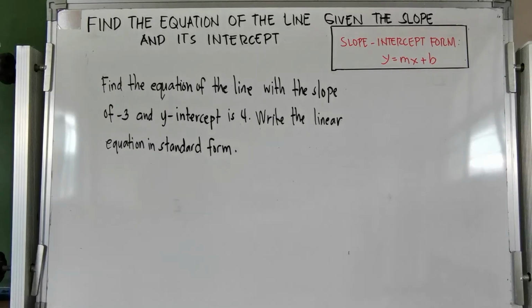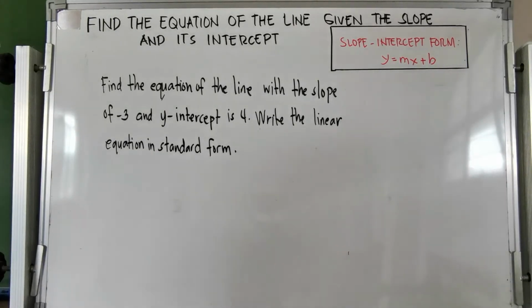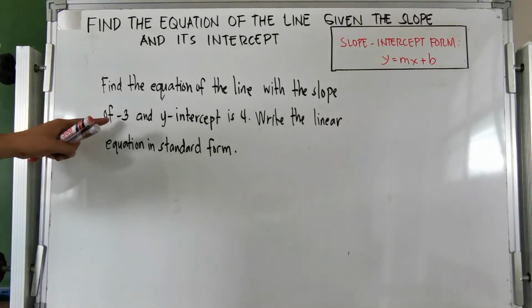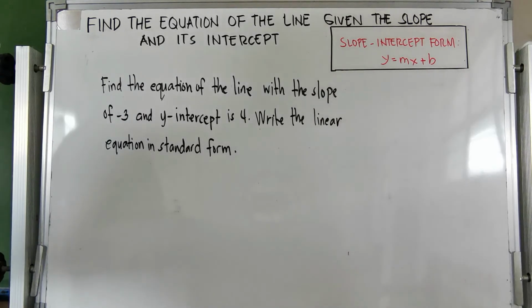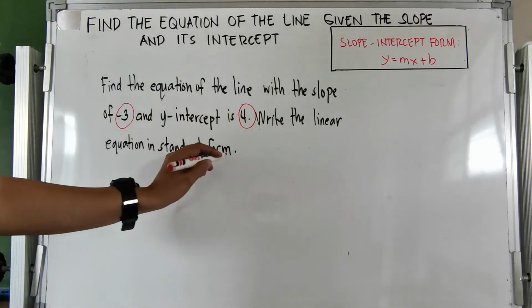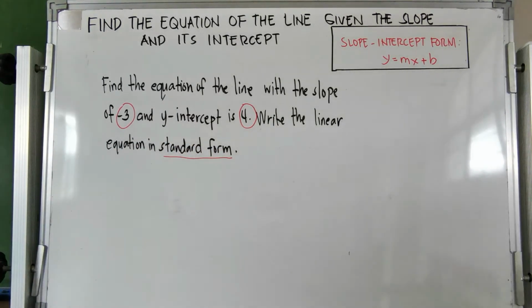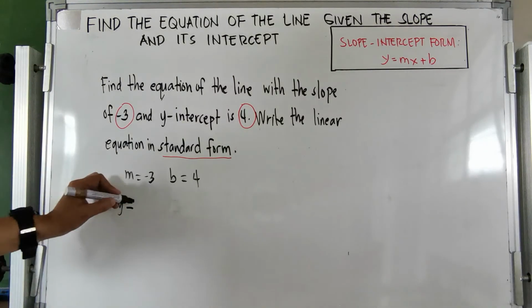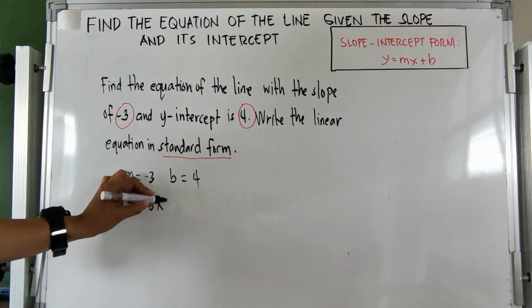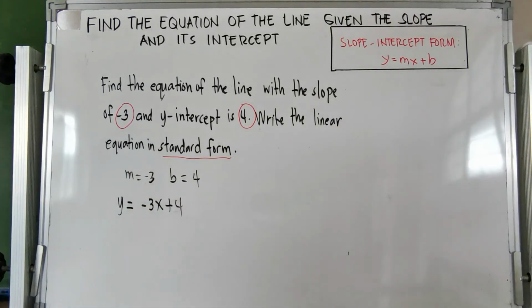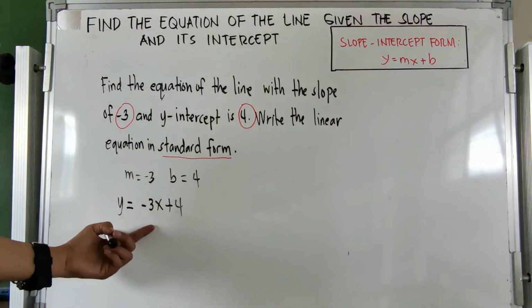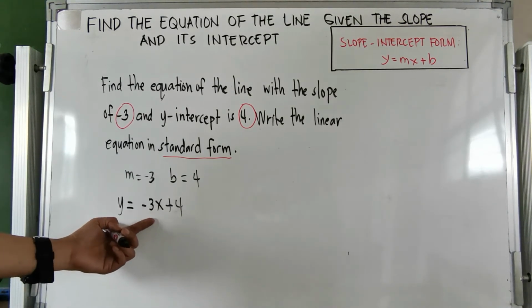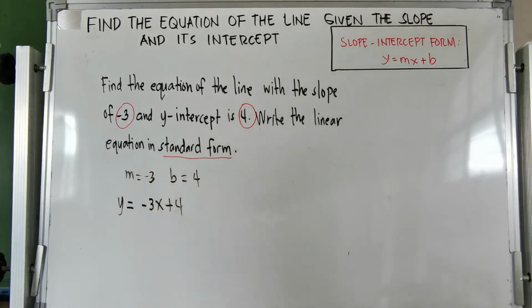intercept. Now, for our last example, we have the given, find the equation of the line with a slope of negative 3 and y-intercept is 4. Write the linear equation in standard form. This time, we have the given, which requires the standard form of the equation. Ganun pa rin ang step na ifa-follow natin. We have y is equal to negative 3x plus 4. Now, if this is already our equation, which is written in slope-intercept form, ang kailangan na lang natin gawin is to transform this one into its standard form.